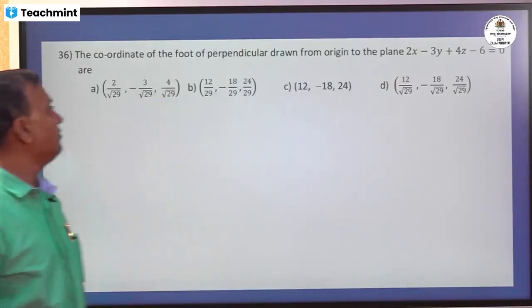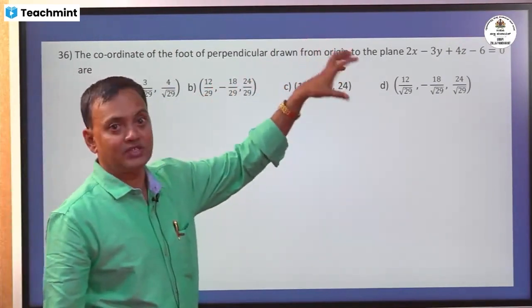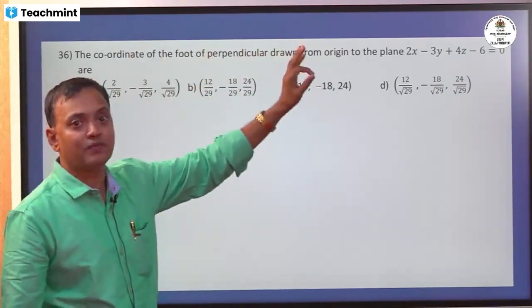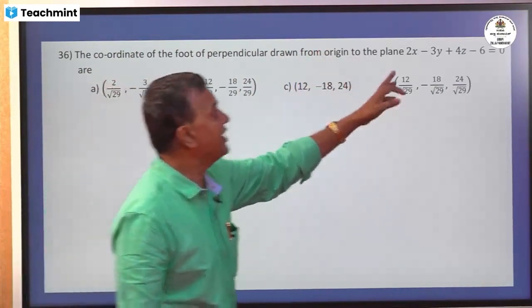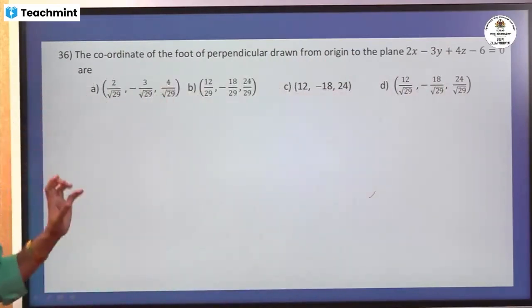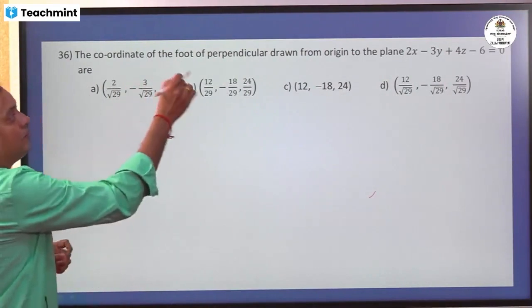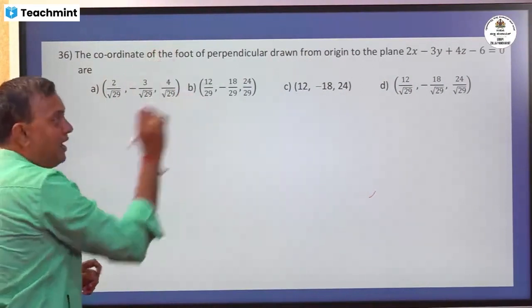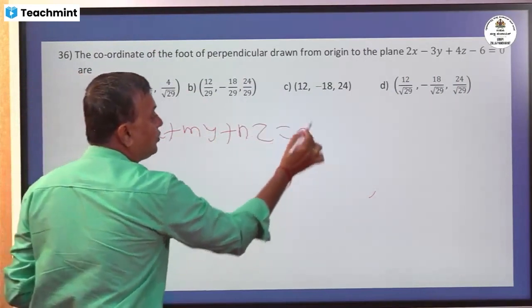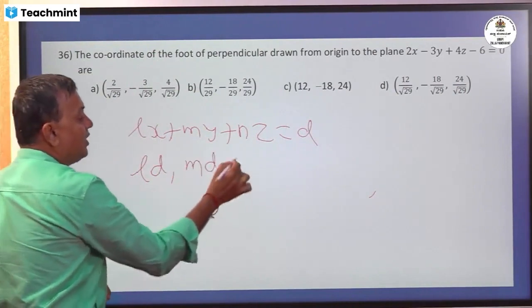The coordinates of the foot of the perpendicular drawn from the origin to the plane. Next is the 3-dimensional chapter. Coordinates of the foot of the perpendicular drawn from the origin to the plane 2x minus 3y plus 4z minus 6 equals 0 are. Here you know, this is a standard result. The coordinates of the foot of the perpendicular from the origin to the plane lx plus my plus nz equals d are ld, md, nd.